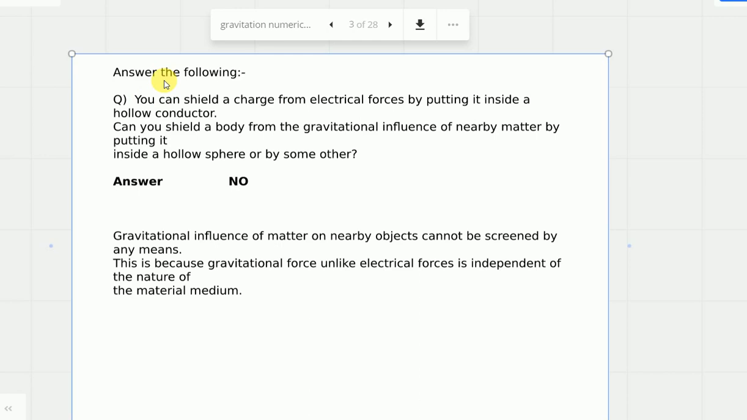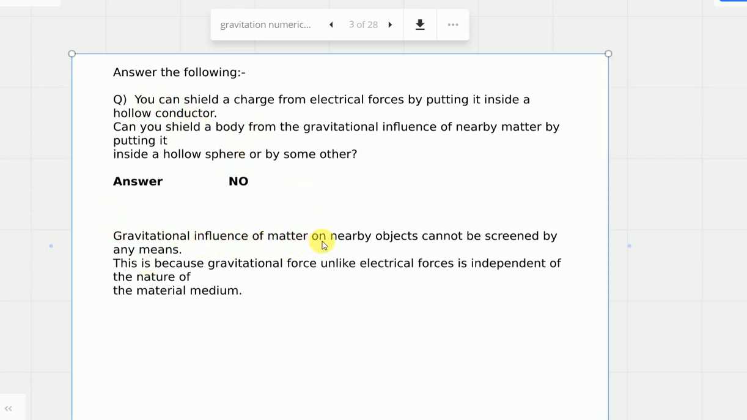So the first question, answer the following. You can shield a charge from electrical force by putting it inside a hollow conductor. Can you shield a body from gravitational influence of nearby matter by putting it inside a hollow sphere or by some other means? First think about the answer yourself and then come back. Okay, so the answer is written here.